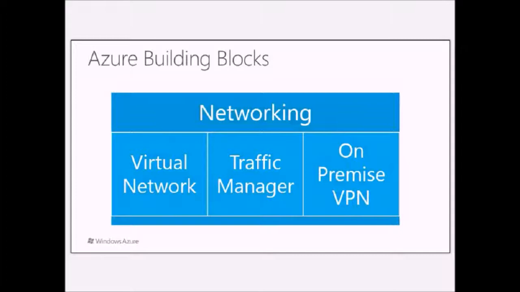Whether you're connecting your on-premise data center to the cloud or load balancing traffic across multiple data centers, Azure has a number of building blocks. The virtual network allows you to create a cloud network to contain your VMs. You can define subnets and IP addresses. The network can be connected to your on-premise network using a VPN connection, allowing you to join your cloud VMs to your corporate network.